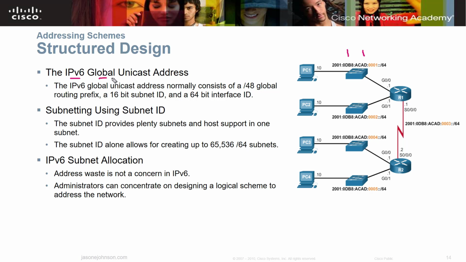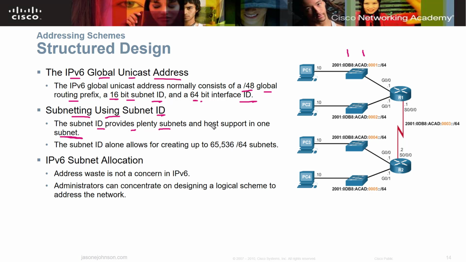So, the v6 global unicast address normally consists of a /48 global routing prefix, a 16-bit subnet ID, and a 64-bit interface ID. So, the subnetting uses the subnet ID. The subnet ID provides plenty of subnets and host support in one subnet, and I think it's way above Google. It's just a huge number. You can go look it up.